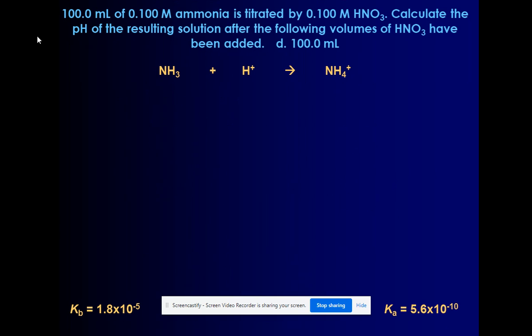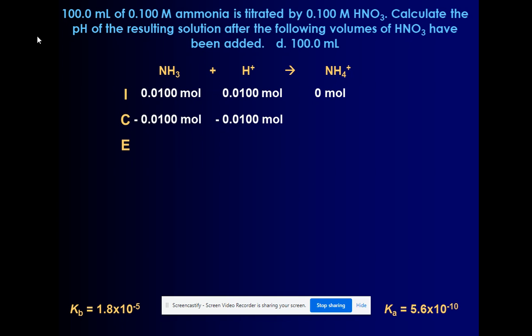In part D, we're going to have reached the equivalence point. We've doubled the volume we had at our halfway point. We're up to 100 mL. So we have equal amounts of the ammonia and the hydrogen ions, so both of them are going to be consumed. They're both limiting. And the only ion we have present in our mixture is the ammonium ions. We also have water, but the weak acid will win out over water.